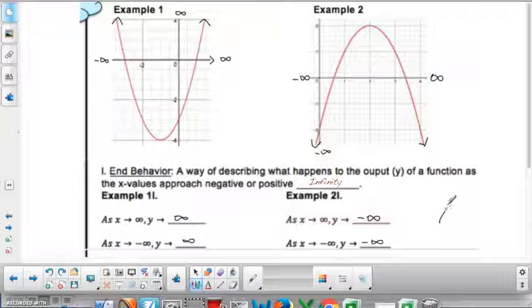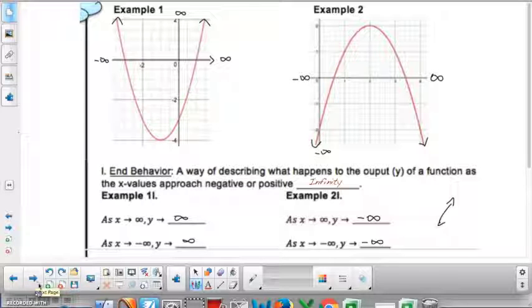When you're looking at a line, then one of them's approaching positive and one of them's approaching negative. But with parabolas, they're going to be pointing the same way, and you've just got to decide, is this thing trying to climb higher or is it trying to go lower? And that's it.